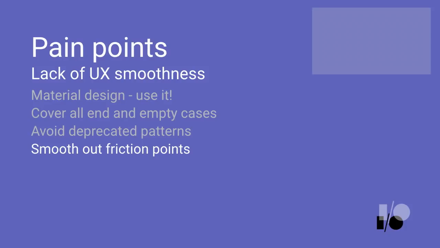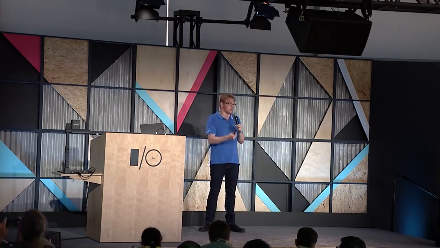Last but not least, and I'm not going to give an example because I don't have time, is to find out the places that have a lot of friction. Smooth them out by understanding the users and putting something that makes them understand what's going on.